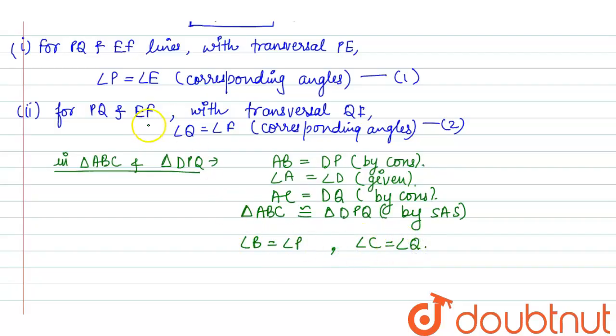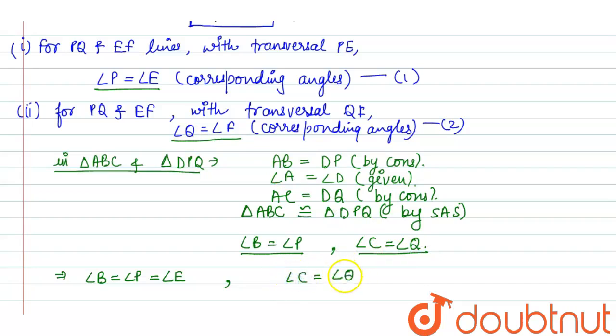Now as I have proved, angle P equals angle E and angle P equals angle B. So we can say from this angle B equals angle P equals angle E. This is our fourth. Second thing I can say, angle Q equals angle F and angle C equals angle Q. It means we can write angle C equals angle Q equals angle F. This is our fifth.